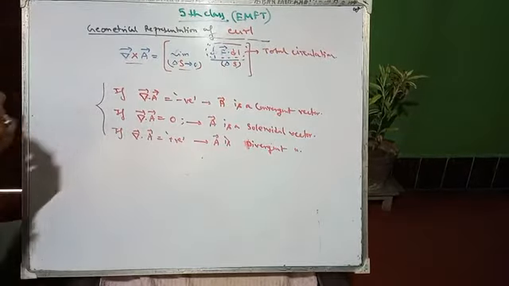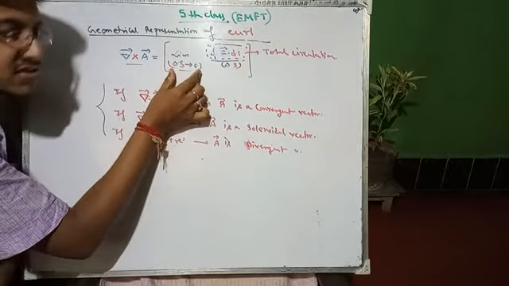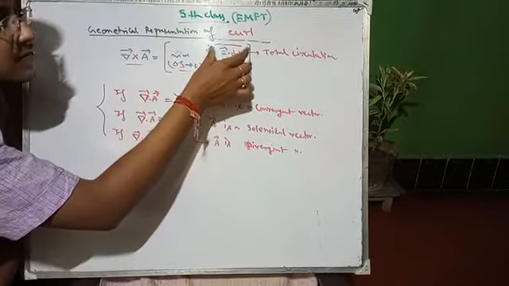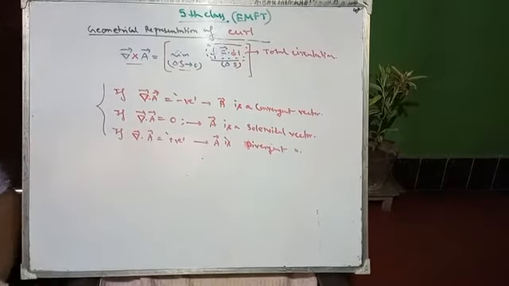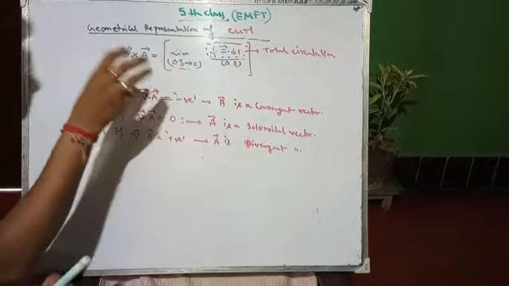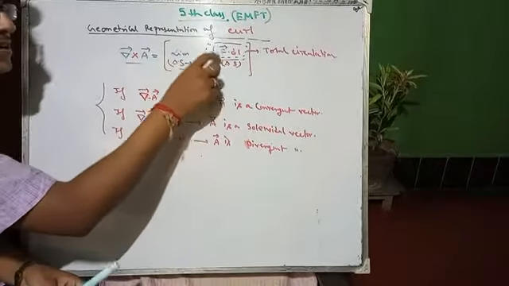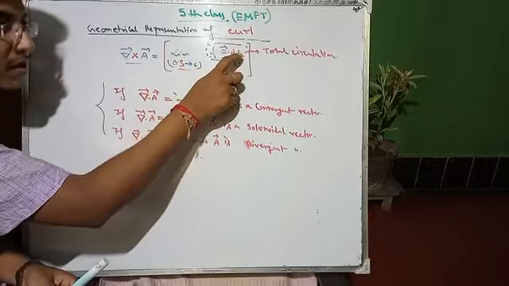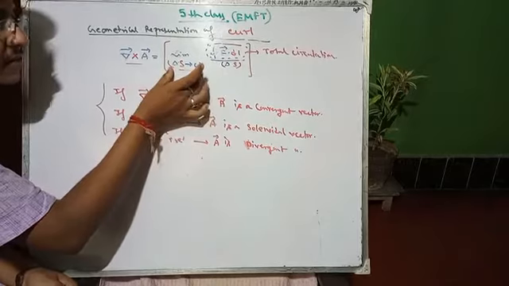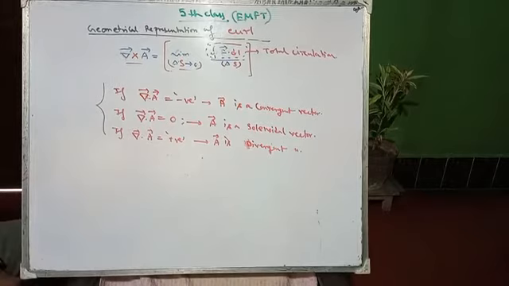This curl of A means: when a small amount of surface shrinks to zero, then per unit surface, what amount of circulation takes place inside a vector field. Inside a vector field there is some circulation of electric flux or result. This circulation can be represented by a closed line integration of F dot dl, divided by del s, when del s tends to 0. So this is the vector or geometrical representation of a curl.